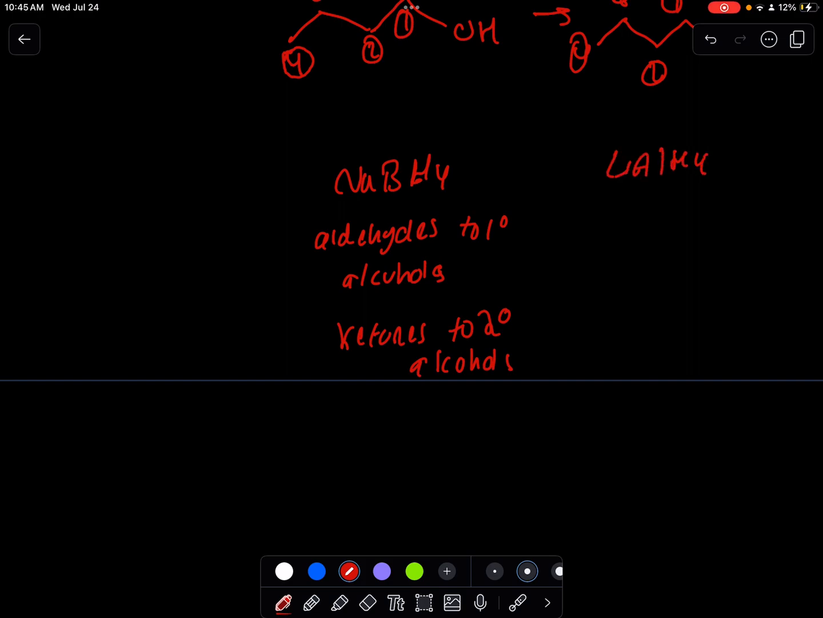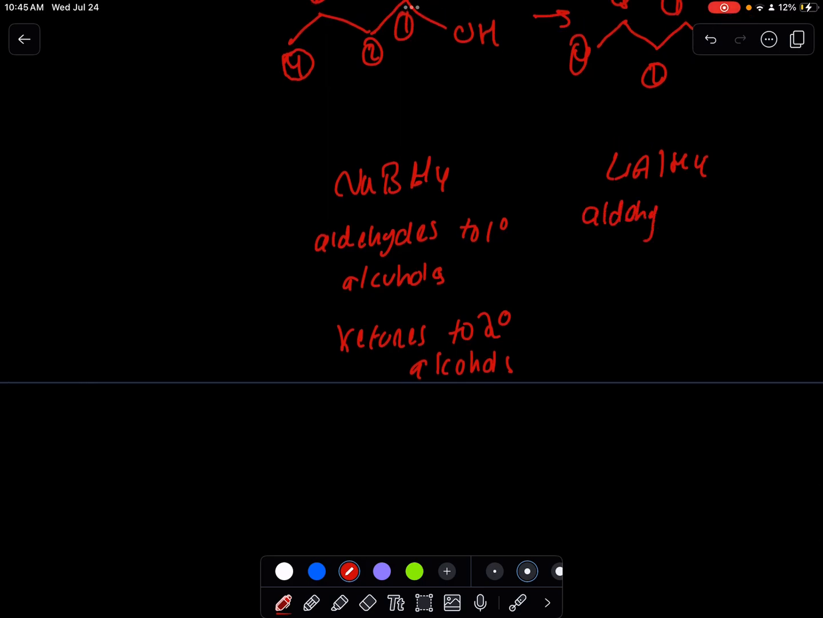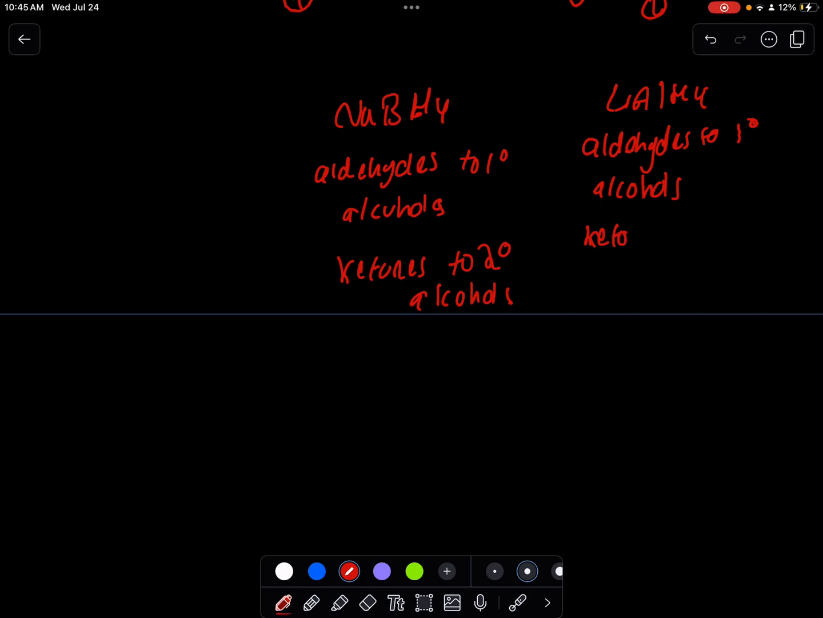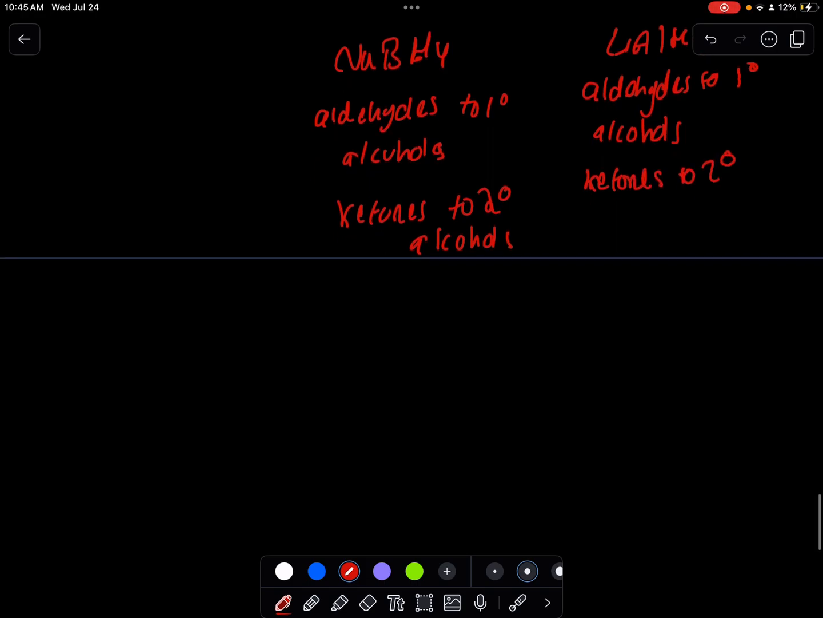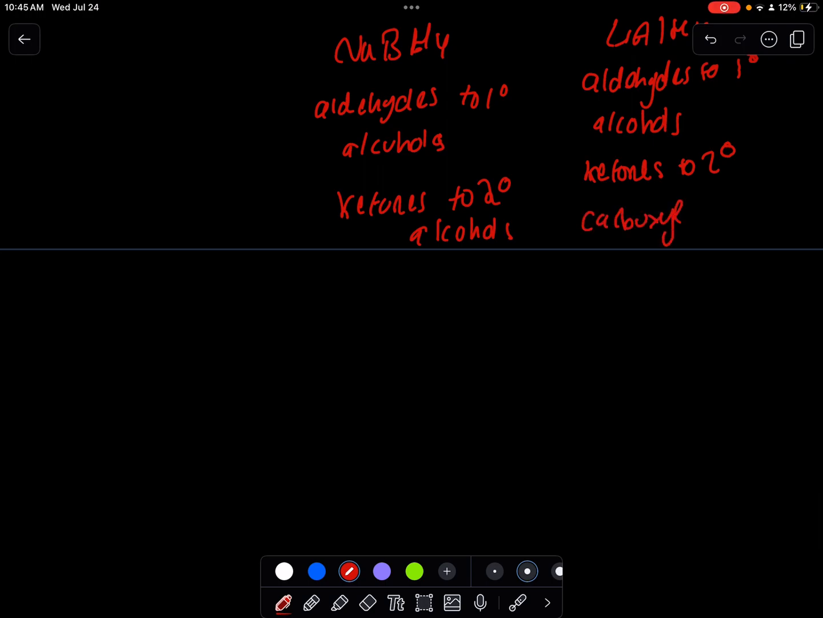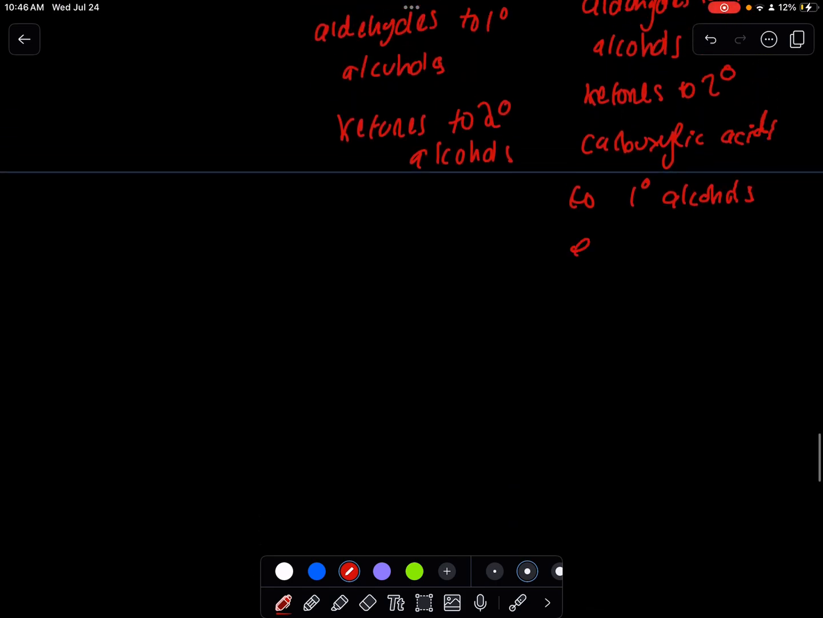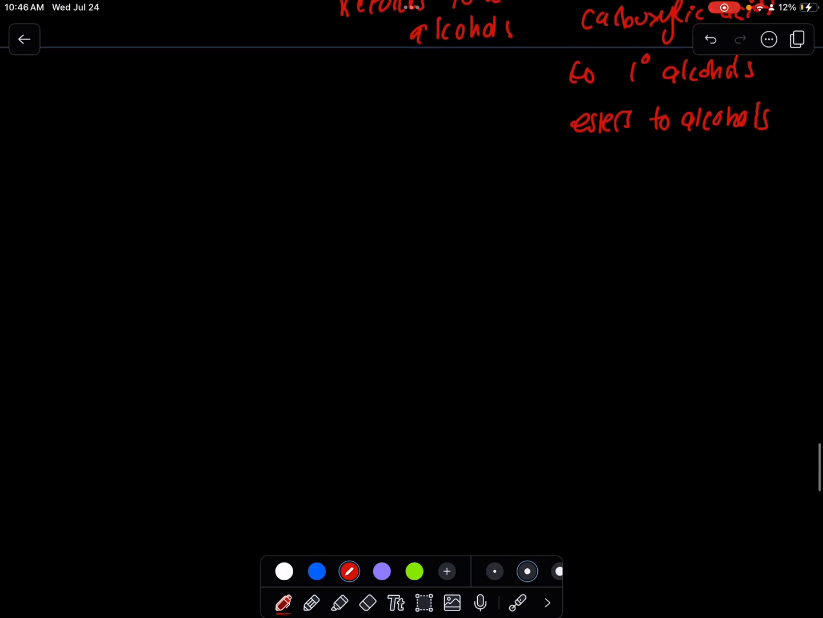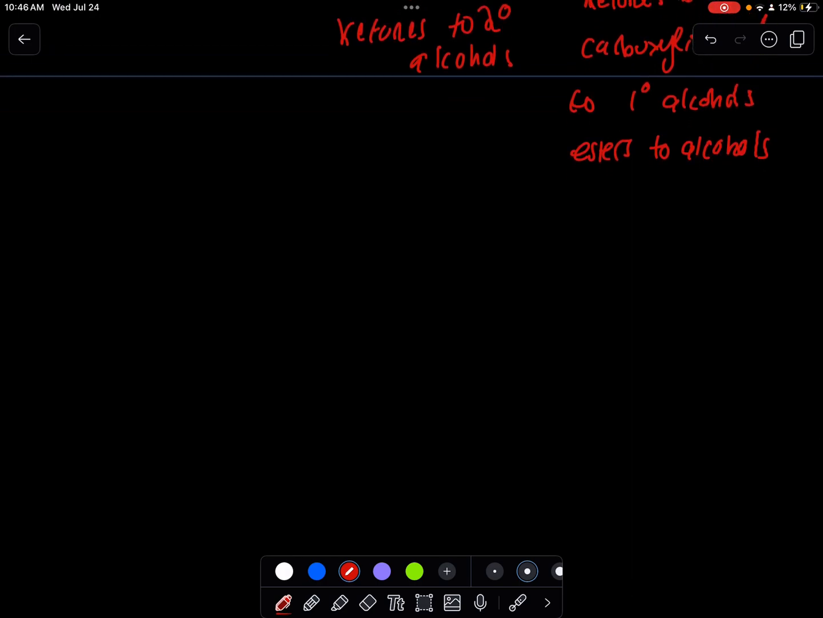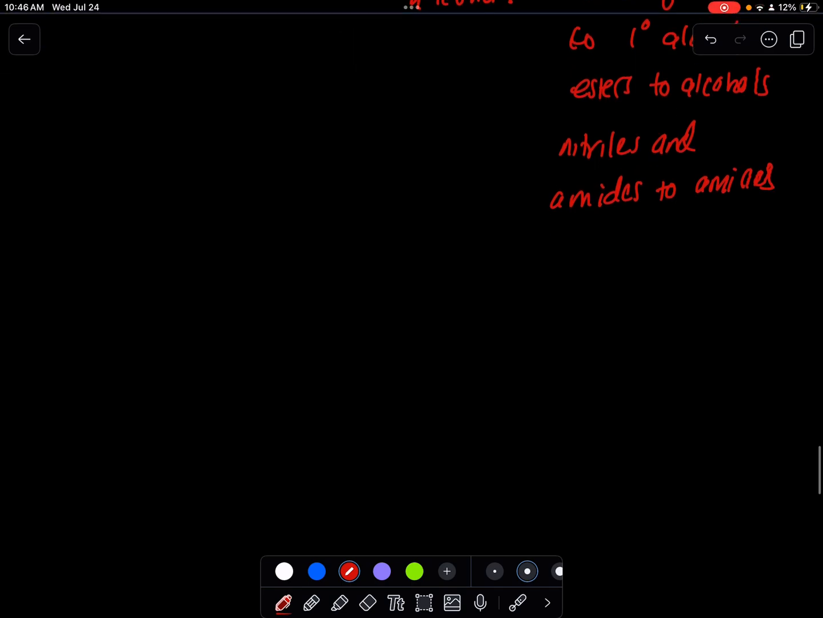Lithium aluminum hydride can do aldehydes to primary alcohols, ketones to secondary alcohols, carboxylic acids to primary alcohols, and it can do esters to alcohols. It can also do a couple of other functions, which is it can turn nitriles and amides to amines. And we'll go through an example.